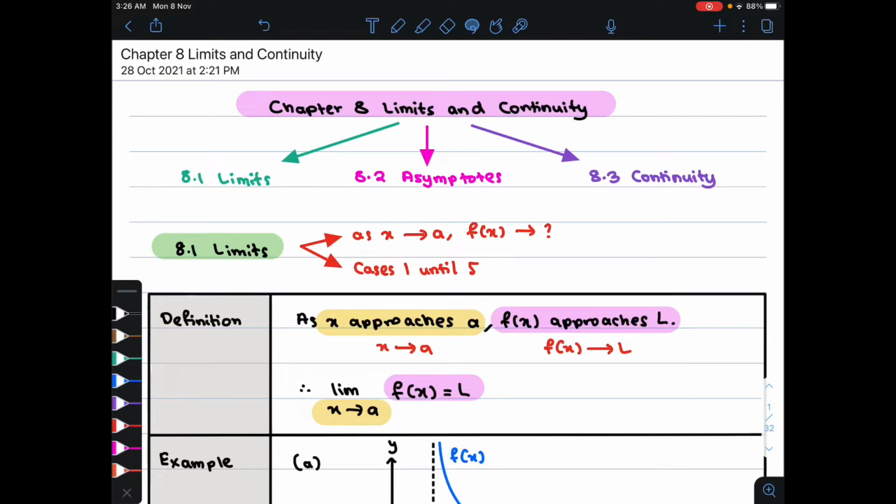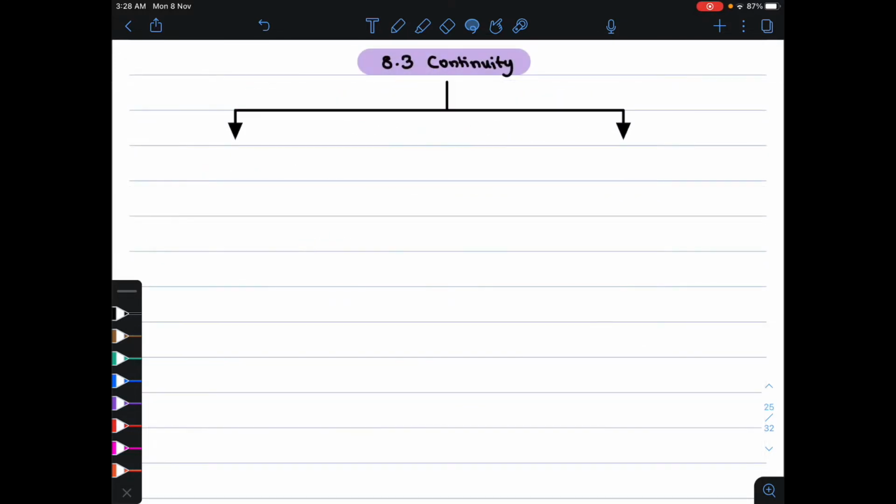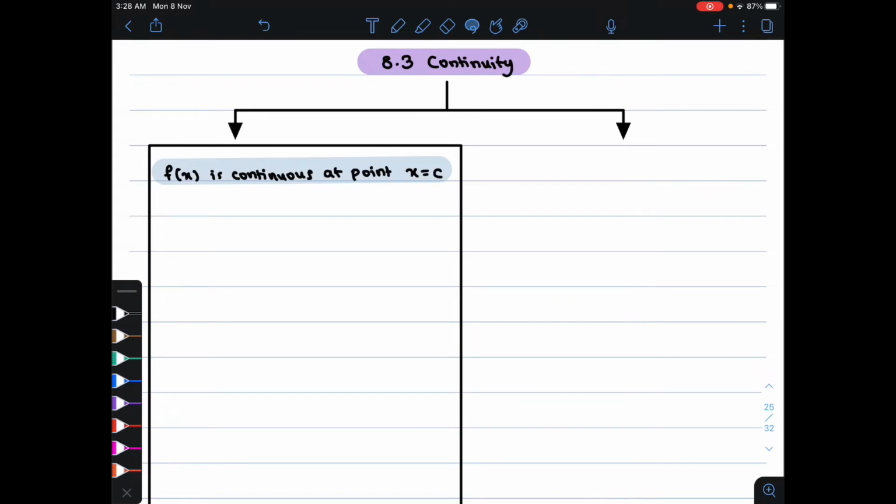The final subtopic of Chapter 8 is called 8.3 Continuity. In this subtopic, we're going to have two parts. The first one is to find whether f(x) is continuous at any point x equal to c. If you need to show that f(x) is continuous, there are three conditions.